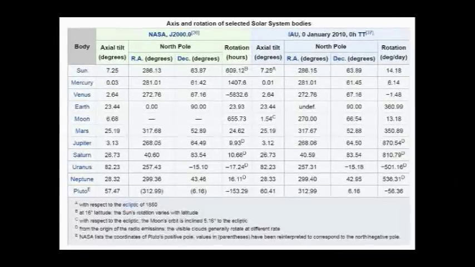You've got Venus, which is basically upside down. You could say the axis tilt was roughly 180 degrees. It spins backwards, right? It spins in the opposite direction of the other bodies in the system. You've got Uranus, which is laid over at an 80-degree angle.